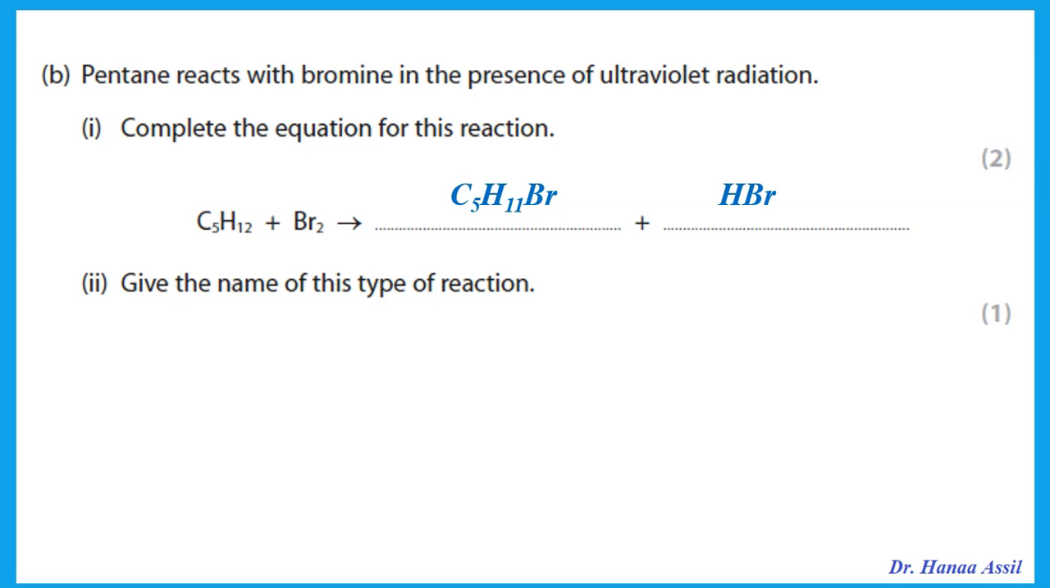What is the name of this type of reaction? Remember, alkanes with halogen, they do substitution reaction. Of course, the word substitution means you're removing something and putting something instead of it. So this is a substitution reaction.